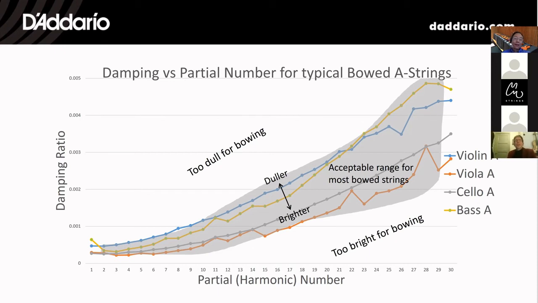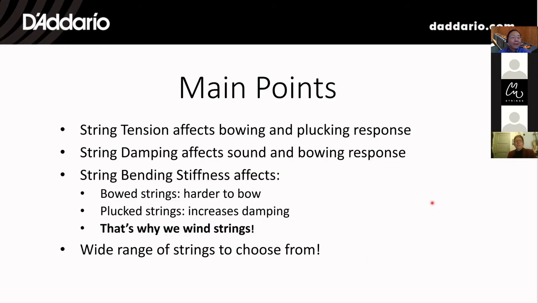So the main points are that the string tension does affect the bowing and plucking response. The string damping affects the sound and bowing response. The string bending stiffness affects the bowing response, makes it harder to bow, and for plucked strings, it increases the damping.